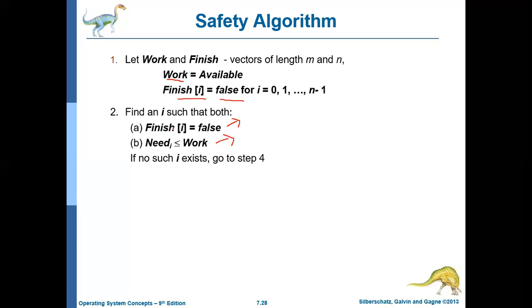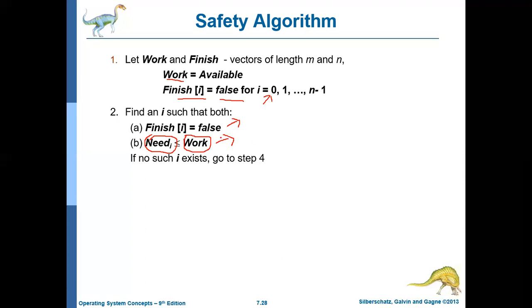So it will check two conditions. One is finish of i should be false. Finish of i is obviously false for all processes initially. Then it checks whether need of i is less than or equal to work. What does it mean? Say the first process, let us start with i equal to 0. For the 0th process, how many more resources it needs is less than the available resources with the operating system. That's what it checks. Because if there are no available resources, you cannot allocate.